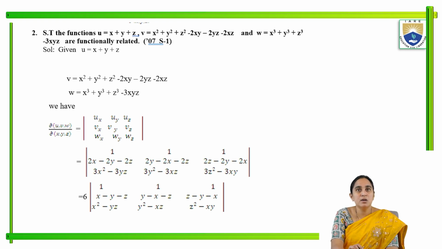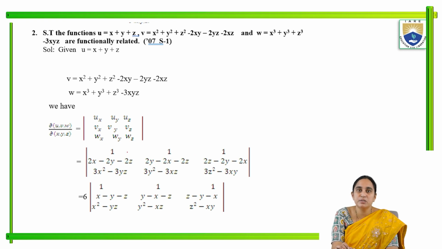Okay, if the values are not equal to 0, then the functions are not related. Here, first observe ux, uy, uz, vx, vy, vz, wx, wy, wz. After that, differentiating u, v, w with respect to x, y, z, then the ux value, okay, ux is 1, uy is 1 and uz is 1.